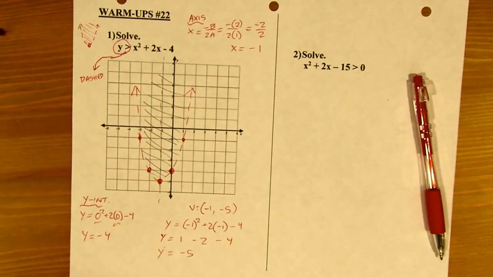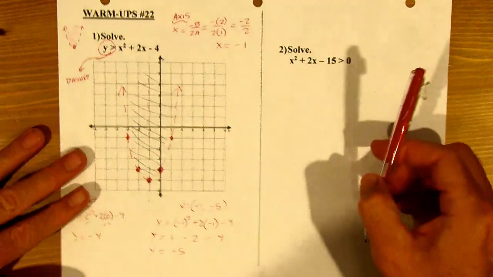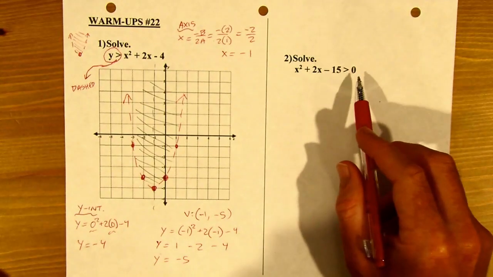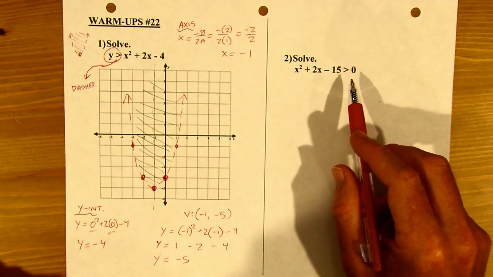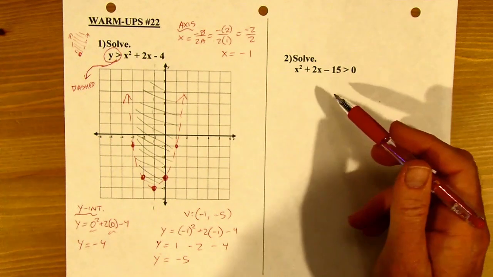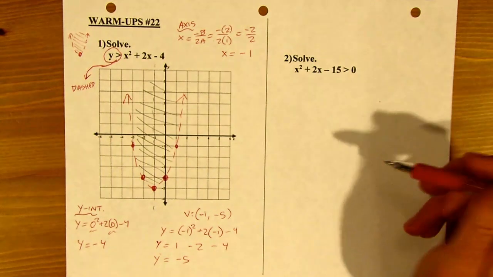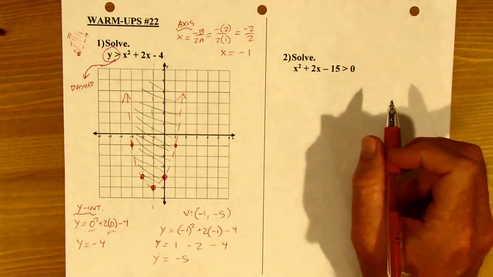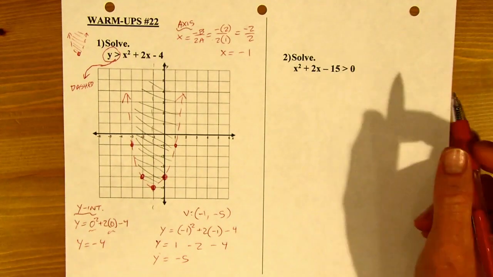Okay. All right, and then next up, I've got another quadratic inequality, but this one's different because there's no y-coordinate. So I'm not going to graph this on an xy grid because I don't have any y's. You can graph this on a number line, and that's actually what I'm going to do. But first, I'm just going to pretend that this is an equation and solve it.